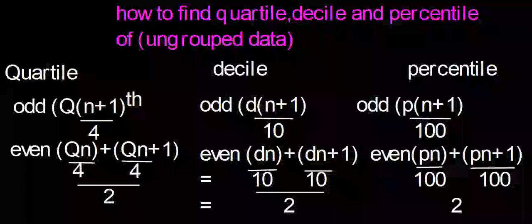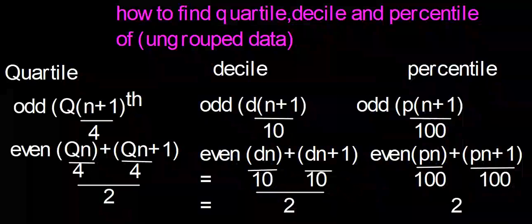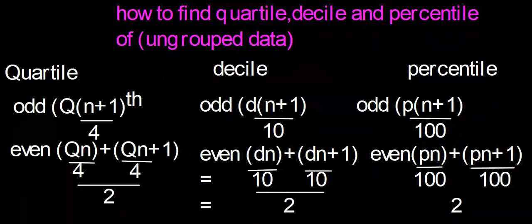In this lesson, we're going to talk about how to find quartile, decile, and percentiles of ungrouped data. And we're also going to do a lot of questions. Since we've got a lot of work to do, let's get started. The first and most basic things are the formulas.